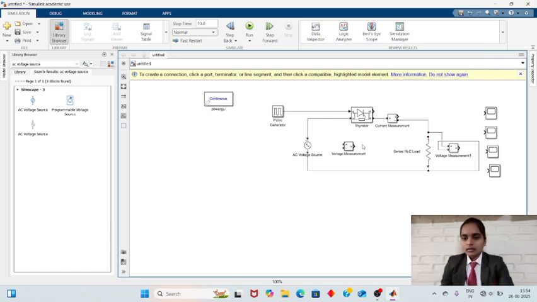Now these are the four scopes. The voltage measurement is connected across the AC voltage source like this. All the connections are done.